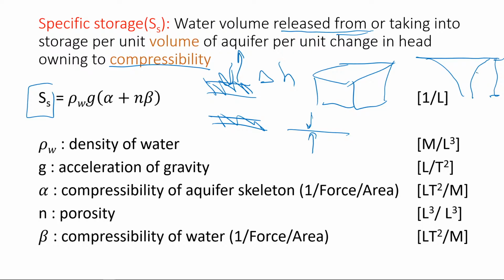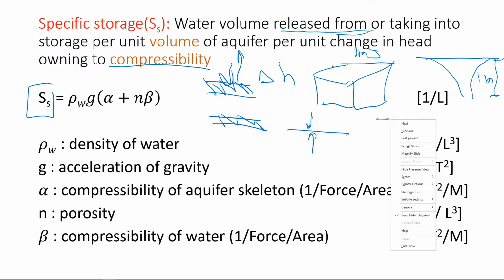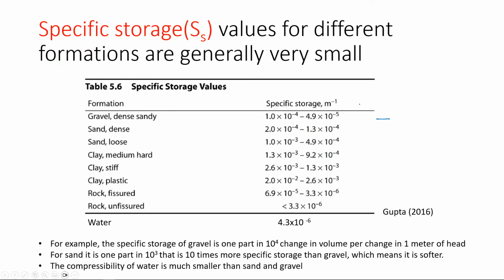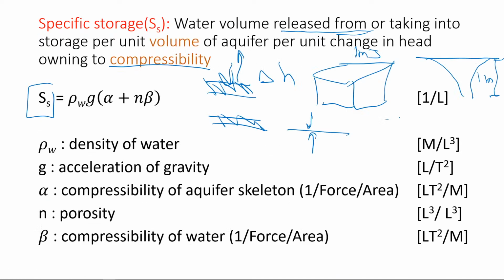If I lower the head by 1 meter, and I have a 1 meter cube of aquifer, how much water, what would be the volume of water? So maybe this is a 1 meter cube of an aquifer, and this would be maybe that. By dropping the head by 1 meter, I expel maybe this much water from this 1 meter cube of aquifer.